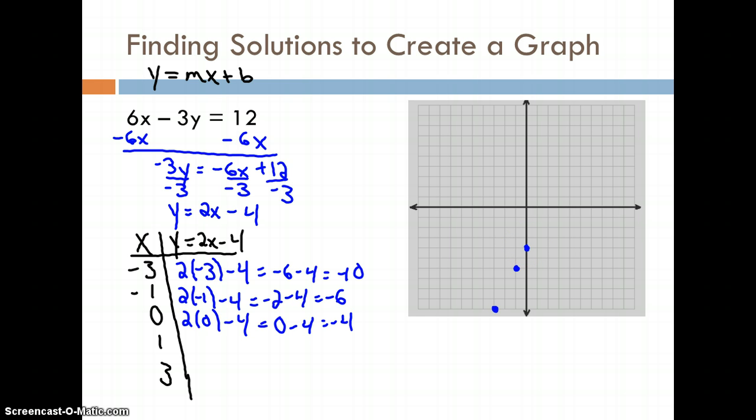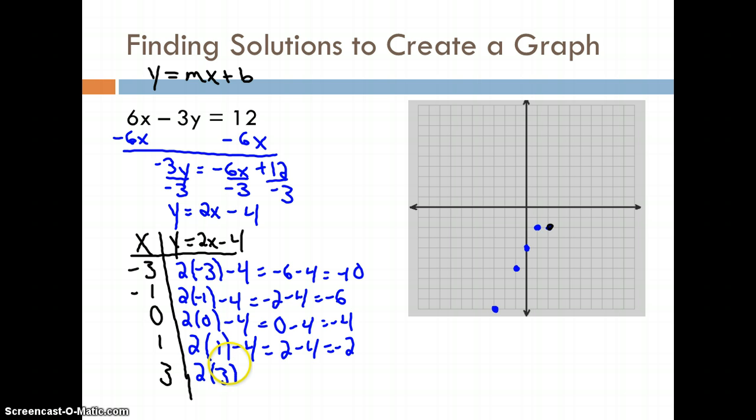Now, once we get more comfortable, we're not going to have to show all of this work, but for right now, to understand where everything comes from, we do. So now I'll do 2 times 1 minus 4. That becomes 2 minus 4, which is negative 2. So I go right 1 and down 2. Whoops, that shouldn't be there. That should actually be right there. 1, negative 2.